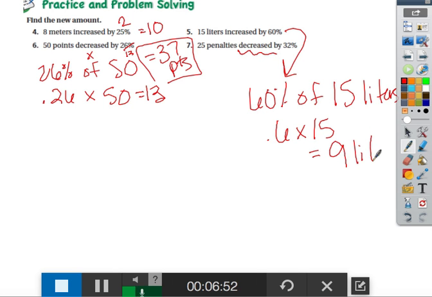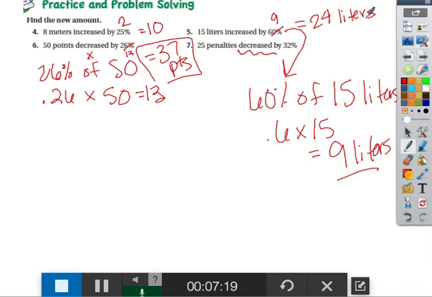That's not your answer. You have to add it to 15. In the past, people have put that as their answer. So let's understand why that doesn't make sense. If you have 15 liters and you're increasing them, can your final result be 9? No. You gotta add it. It's gonna be close to 30. 15 plus 9 is 24, so your new amount is 24 liters.